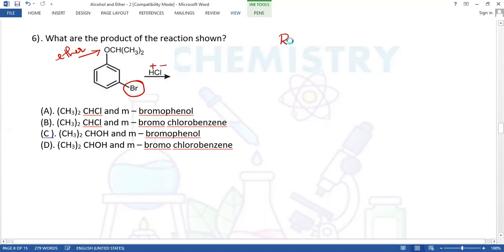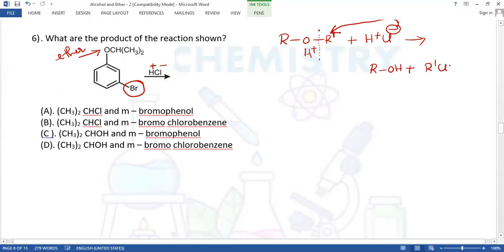So, suppose there is an ether, ROR dash, and it reacts with HCl, then you write H plus along with the oxygen. And Cl minus is the nucleophile, which should attack the carbon atom that is less hindered. So it should not be bulkier. So assume this R dash is a smaller alkyl group. Remember, the halide ion attacks the smaller alkyl group. So we get ROH plus R dash Cl.